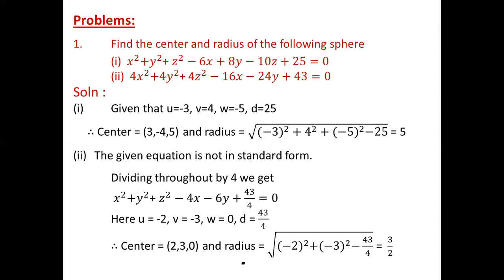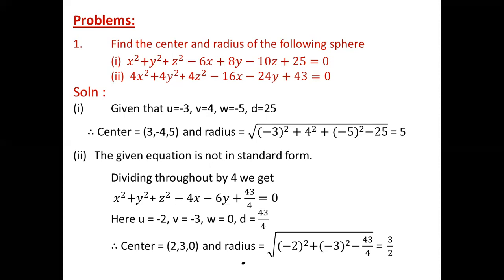Look at the second problem. We have the coefficients of x², y², z² as 4, −16x − 24y + 43 = 0. So the equation is not in the standard form, but by dividing the equation by 4, we can get the standard form. So divide throughout by 4, then we get x² + y² + z² − 4x − 6y + 43/4 = 0.